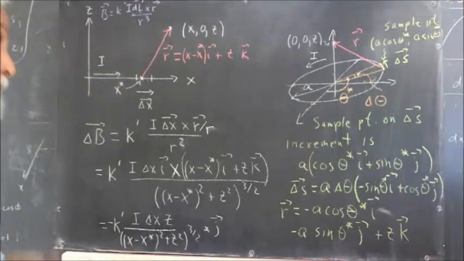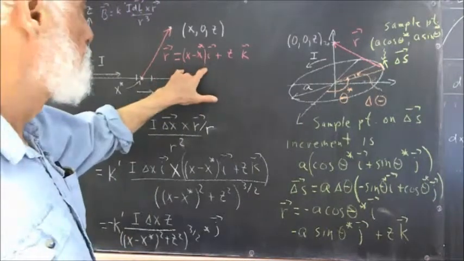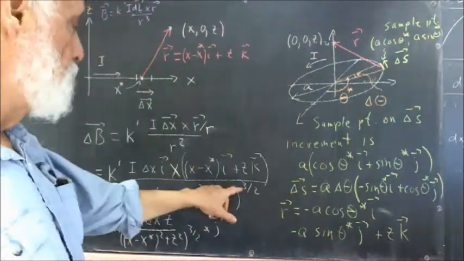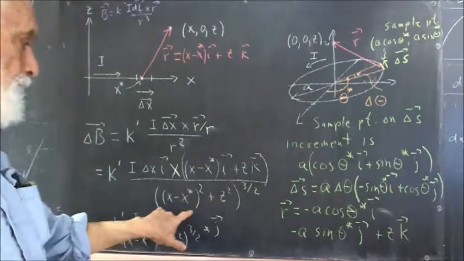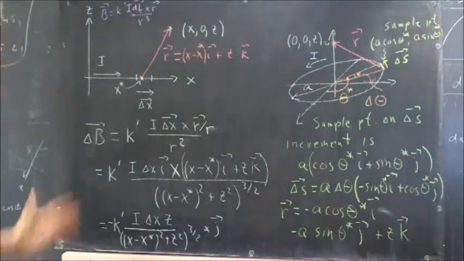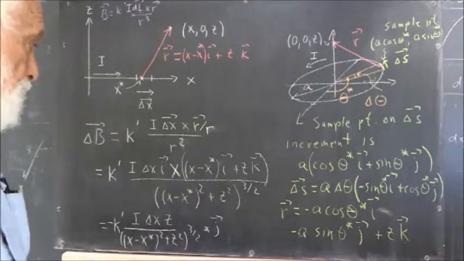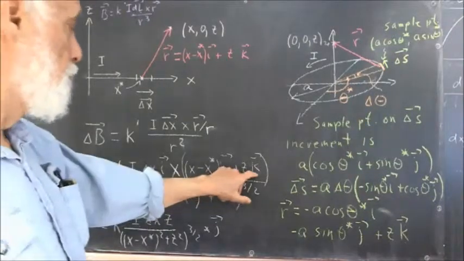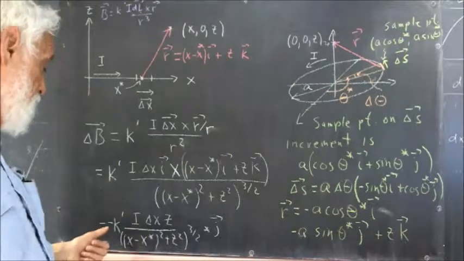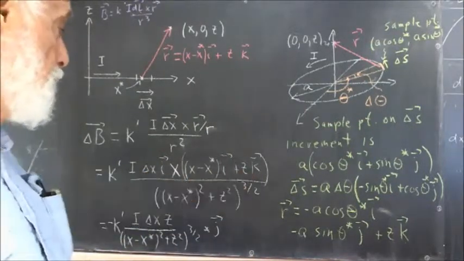Magnitude of the R vector is, by the Pythagorean theorem, just the square root of (x minus x star) squared plus z squared. If we cube that, we get the 3/2 power of (x minus x star) squared plus z squared. And then we get the result. Okay. i vector crossed with the i vector gives us 0. i vector crossed with the k vector gives us negative j. So we have negative j from the cross product of the i with the k vector.